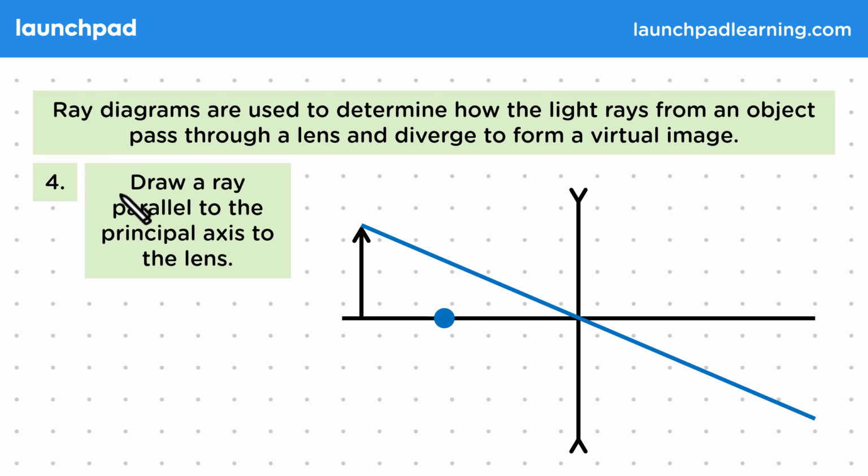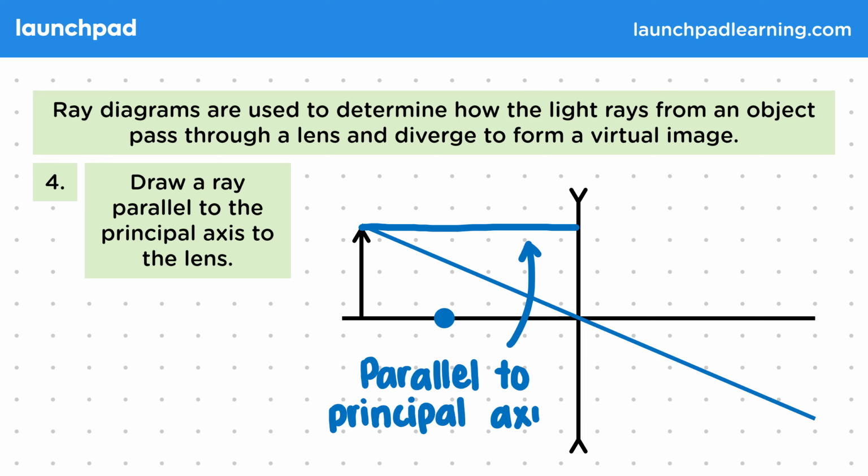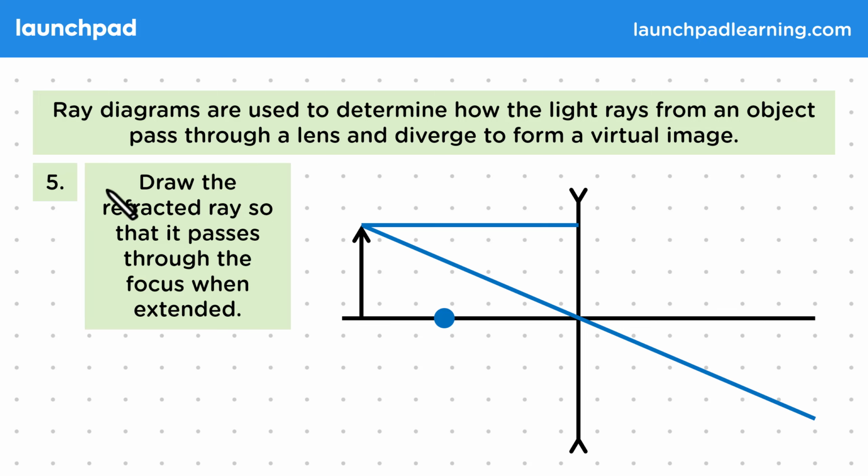In step 4, draw a ray parallel to the principal axis to the lens. So we draw a parallel ray like this. Because of how the lens works, it will be easy to predict how this ray will refract through it. In step 5, draw the refracted ray so that it passes through the focus when extended. Remember, this is how the virtual focus is defined. A ray parallel to the principal axis like this must appear to pass through the focus when extended back.